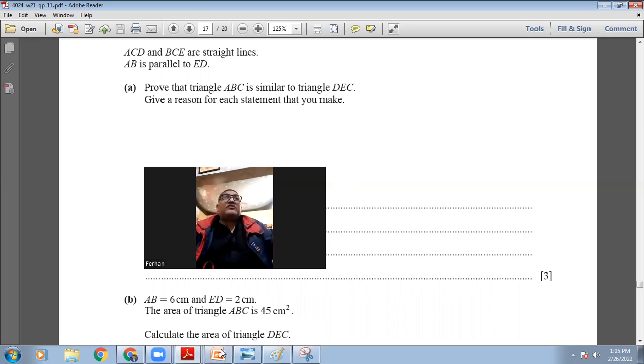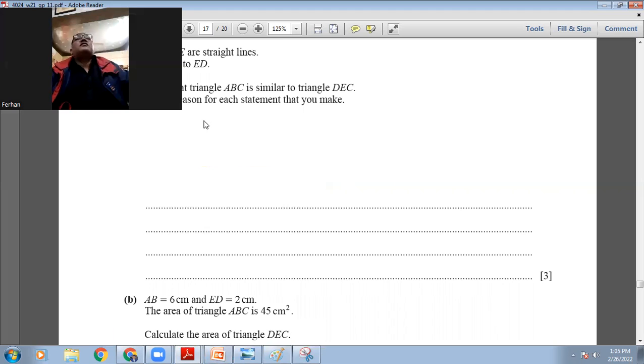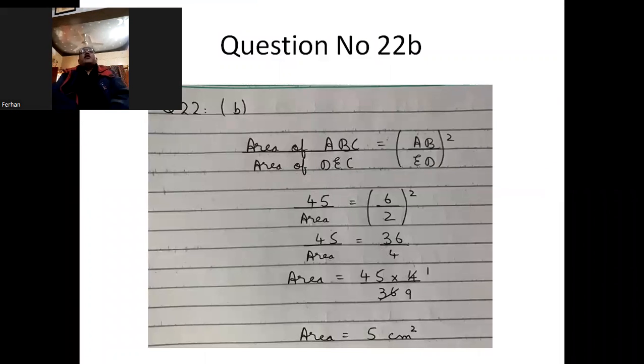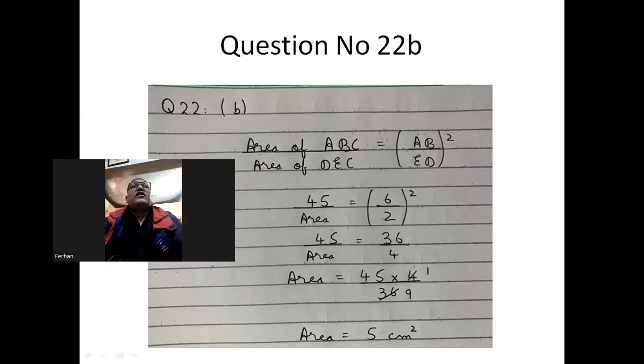So let me show you how this is done. The area of the triangle ABC divided by the area of the triangle DEC will be equal to AB divided by ED whole square. Area of the triangle ABC is given, that's 45, and AB is 6 and ED is 2, so whole square on it. So I want to find out the area of the triangle DEC. So 45 divided by area is equal to 36 divided by 4.